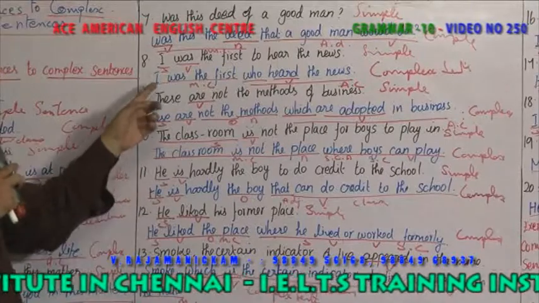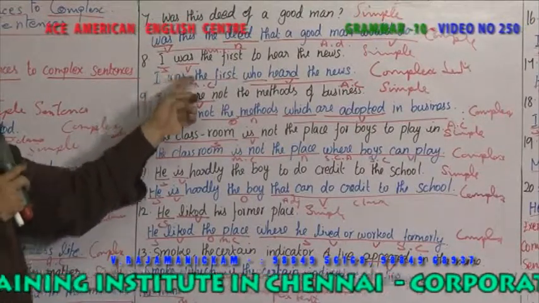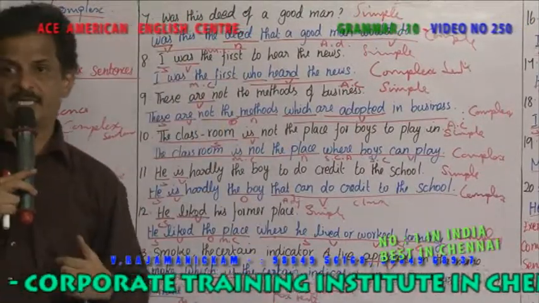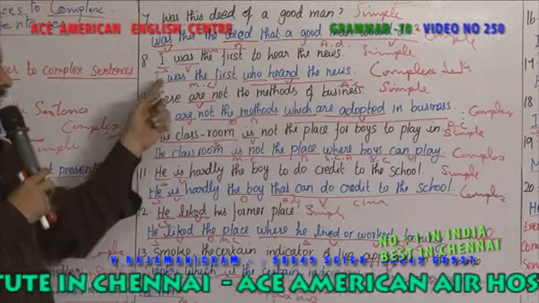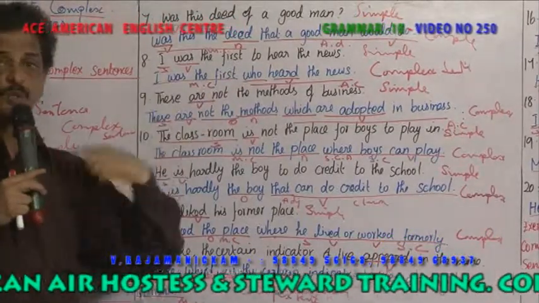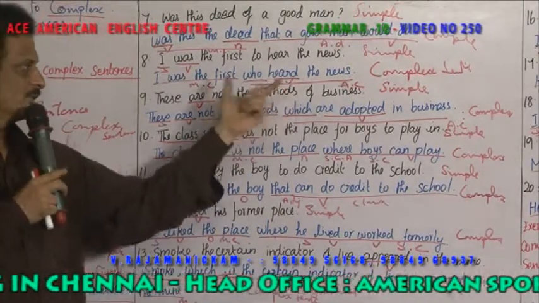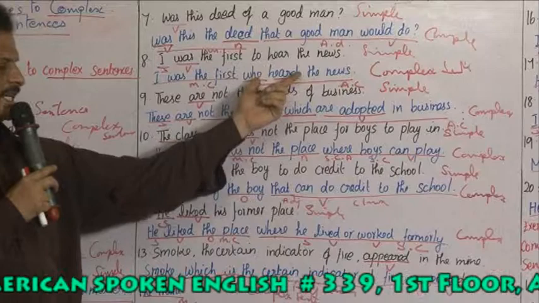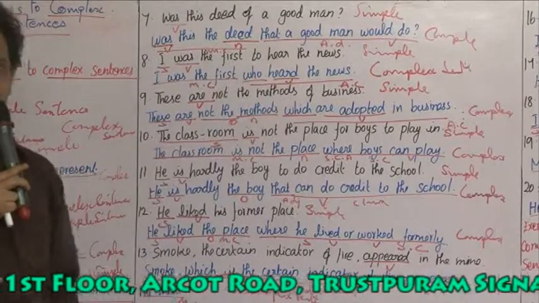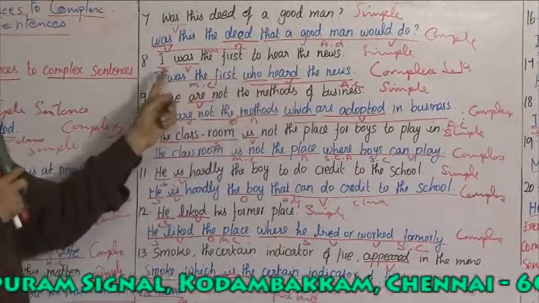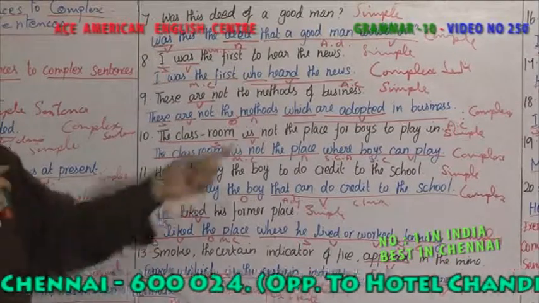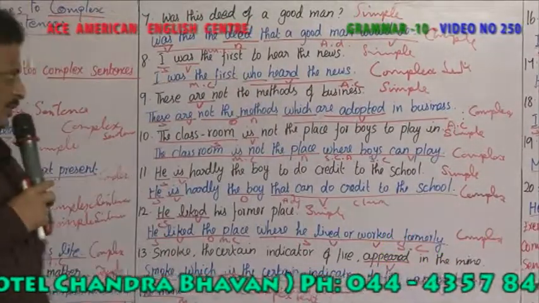இது அடுத்தது complex வாக்கியமாக மாற்றும் பொழுது, I was the first, நான் தான் முதலாவதாக அறிந்தவன். அந்த who என்பது Iஐ குறிக்கிறது, who heard the news, அந்த who என்பது என்னை குறிக்கிறது, heard என்பது வினைச்சொல். So ரெண்டு வினைச்சொல், இது adjective clause, இந்த Iஐ பற்றி ஒரு வாக்கியமாக விவரிக்கிறது. So இது subordinate clause, துணை வாக்கியம், இது மூல வாக்கியம். ரெண்டும் சேர்கிற பொழுது அது complex sentence என்று சொல்கிறோம்.